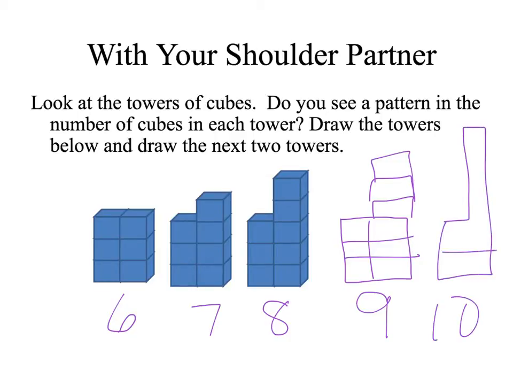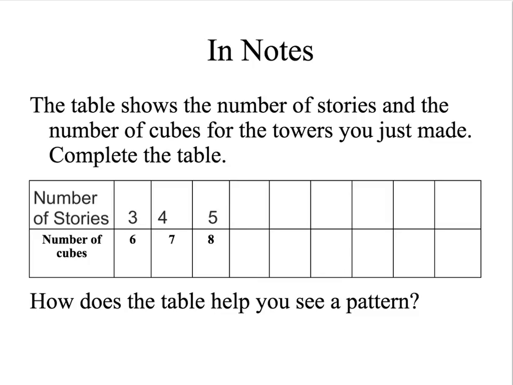So the bottom part is 6, then 7, 8, 9, 10. The table shows the number of stories and the number of cubes for the towers you just made. I'd like you to complete the table. Now when I talk about the number of stories, I'm talking about the number of levels a tower has.